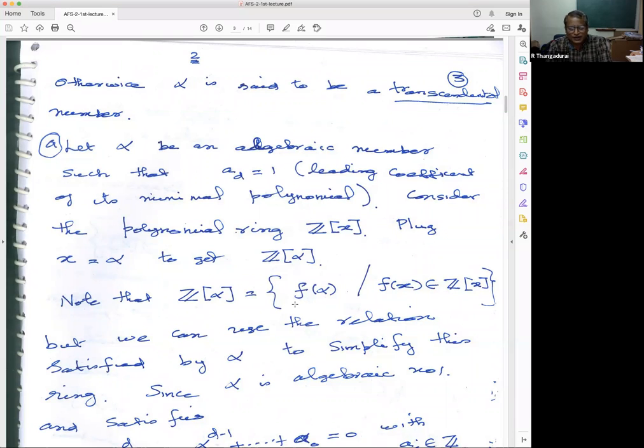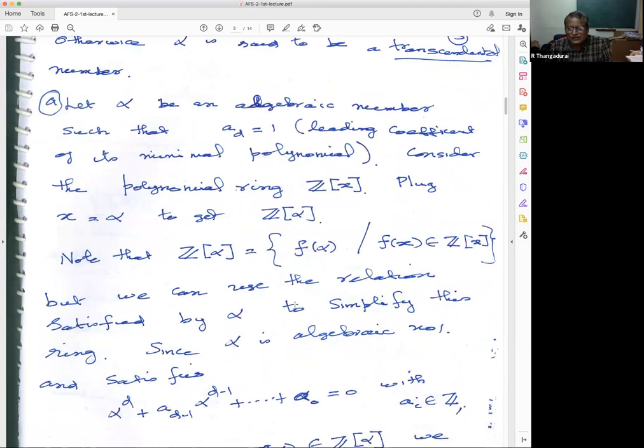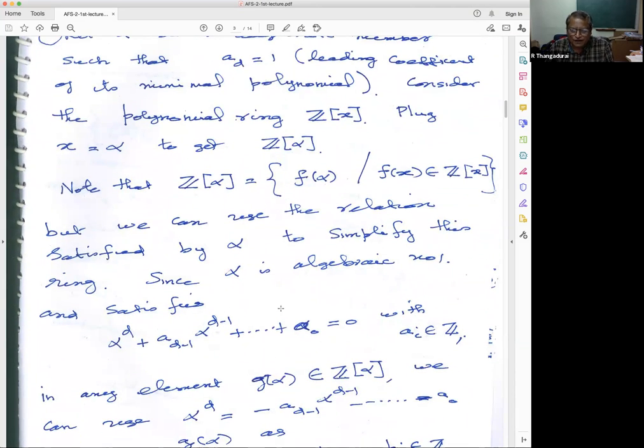Consider the polynomial ring and plug in the value x equal to alpha. What is Z[alpha]? Z[alpha] is the set of complex numbers of the form f of alpha, where f of x is any polynomial in Z[x]. But we can use the relation satisfied by alpha to simplify the elements in this set.